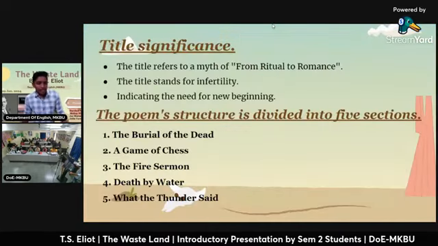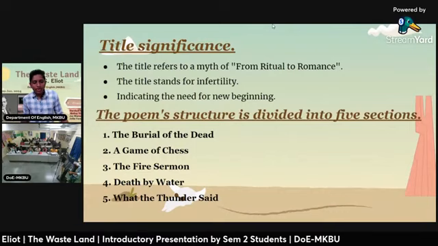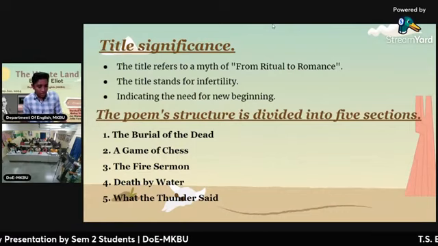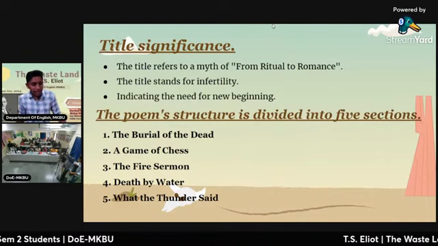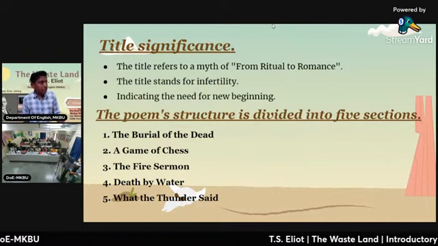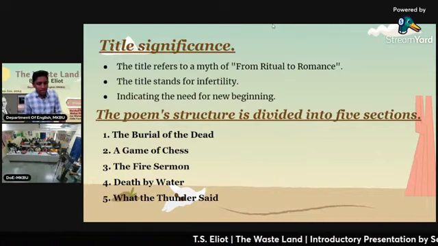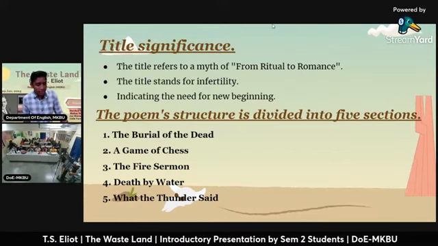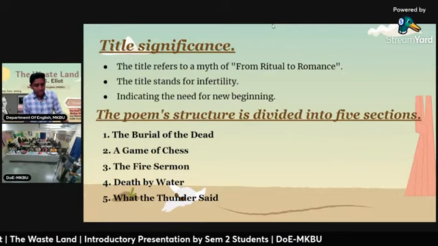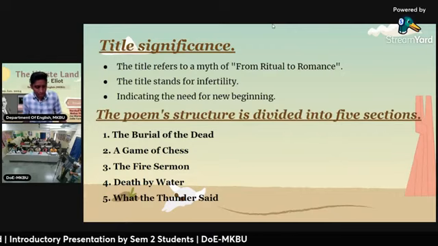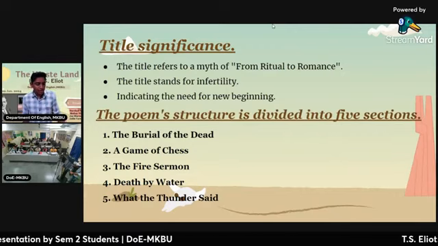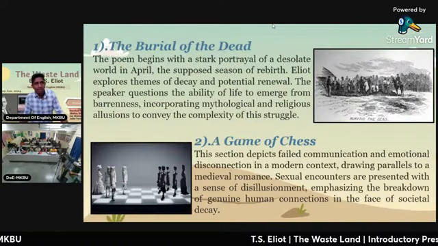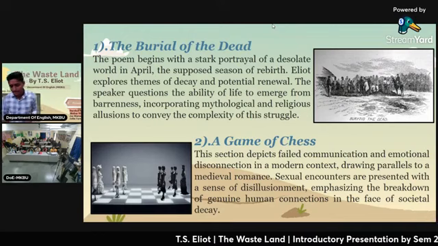Title significance. The title refers to the myth from ritual to romance, and the title stands for infidelity and indicates the need for a new beginning. The poem's structure is divided into five sections. The first one is The Burial of the Dead. Second is A Game of Chess, and the third is The Fire Sermon. Death by Water is fourth, and the last one is What the Thunder Said. Now I request Jai Marunia to continue this presentation.